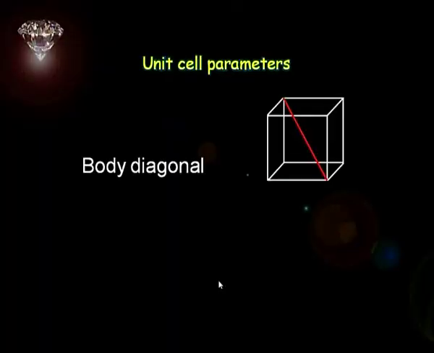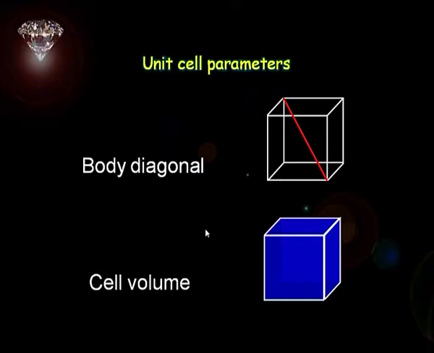The third important term is your body diagonal. Body diagonal means, if you take a cube, take any top corner, say I have taken this one, the back one, and join it with the bottom corner on the opposite side down here, that is called the body diagonal. So there are 3 things here, and the fourth one is called the cell volume. Cell volume basically refers to the volume of the cube as such.